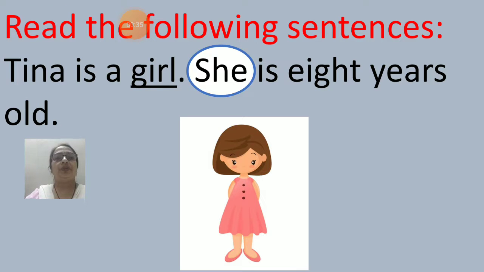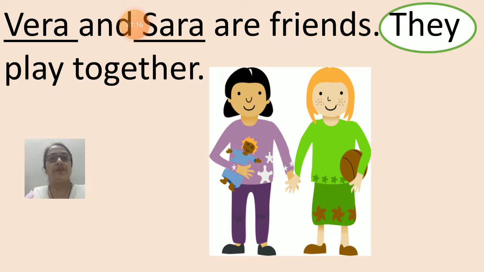Here I have put one picture, children. You have to read the following sentences and at the same time observe the picture. Tina is a girl. You can also read it aloud with me. Tina is a girl. She is 8 years old. While reading the sentence, please give attention to the words which are underlined and which words are circled or highlighted, because we are going to learn more about those particular words.